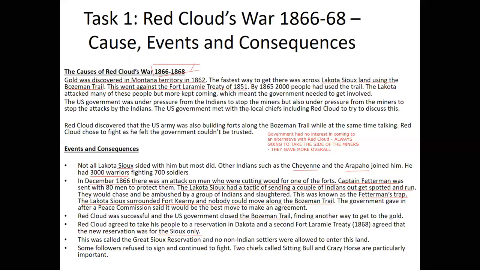So, again, a lot of people might be a bit shocked, thinking, well, this isn't really a war. It is still conflict, okay? And with this one in particular, you can argue that the Native Americans were slightly successful.